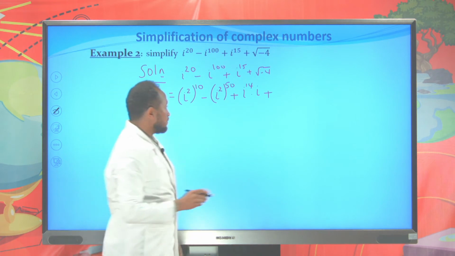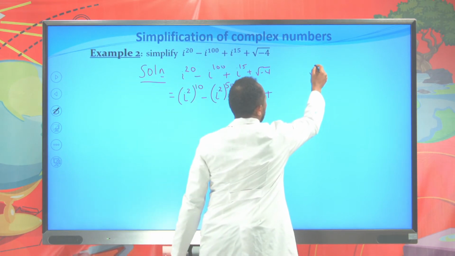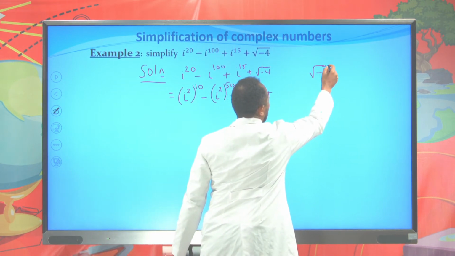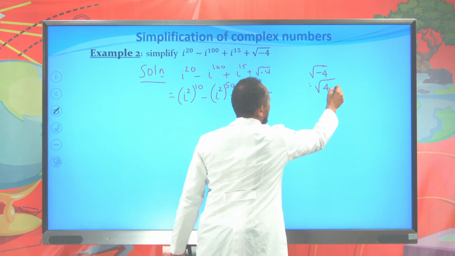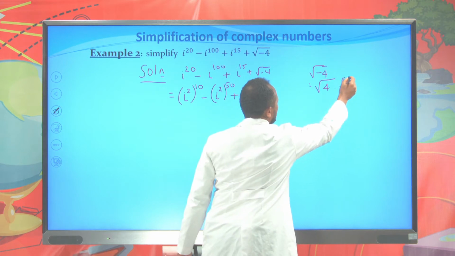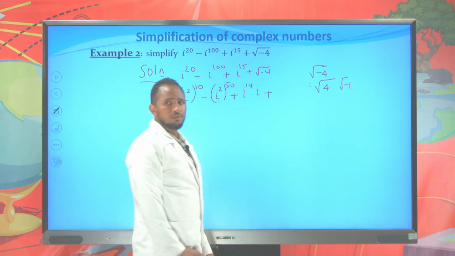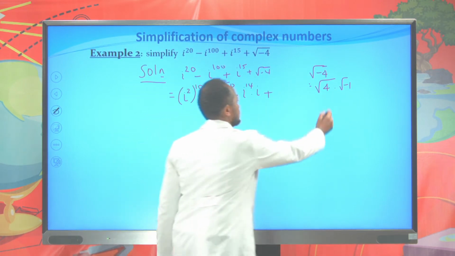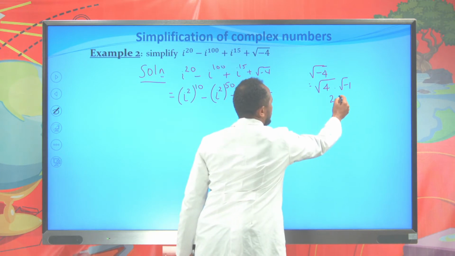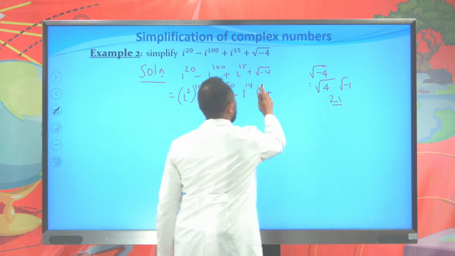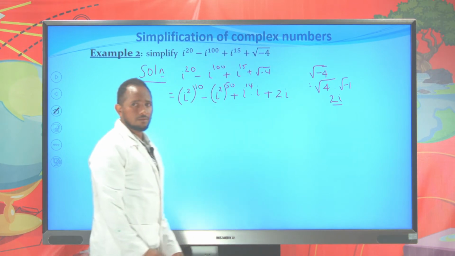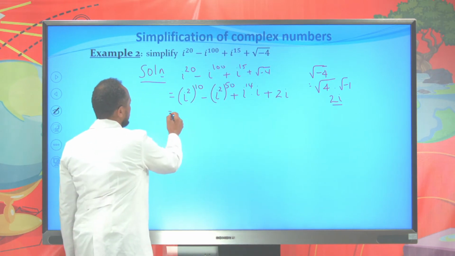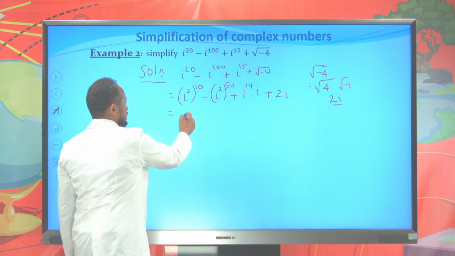The square root of negative 4 is equal to the square root of 4 times negative 1, or the square root of negative 1. Therefore, the square root of 4 is 2, and the square root of negative 1 is i. This is 2i. So therefore, the square root of negative 4 is 2i. So this equals, i squared is minus 1.